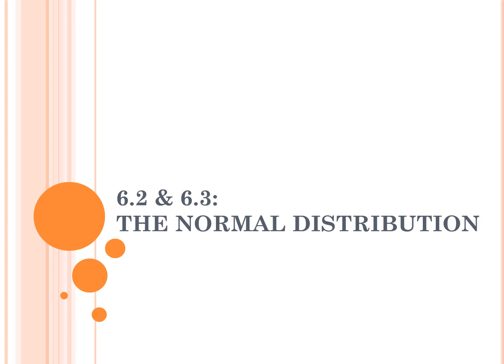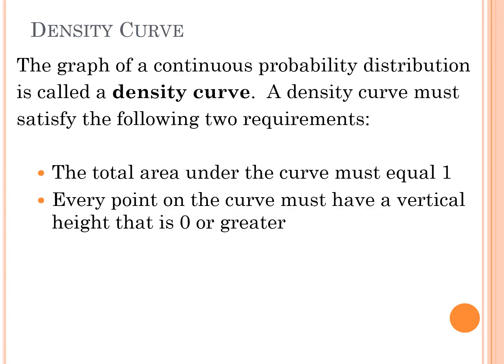To start Chapter 6, we're going to combine the first two sections, 6.2 and 6.3, to take a really in-depth look at a normal distribution. But first, let's look at distributions in general, specifically density curves. A density curve is used for continuous probability distributions. So this is for variables that are measured versus countable, and it must satisfy the following two requirements.